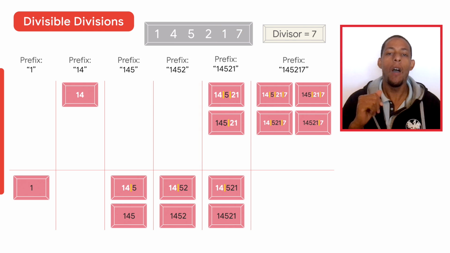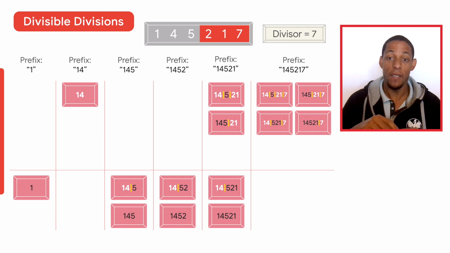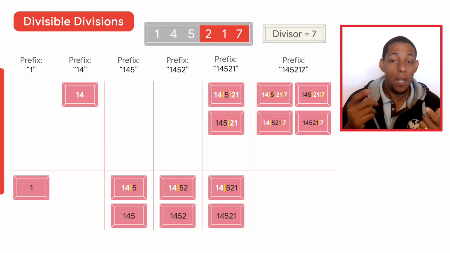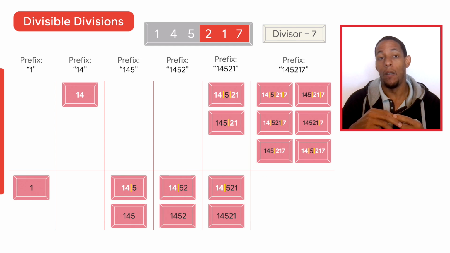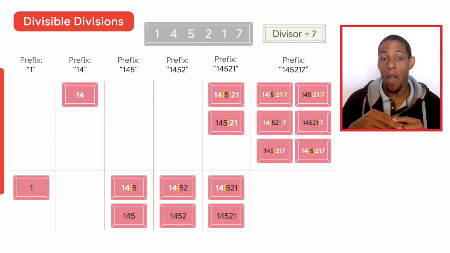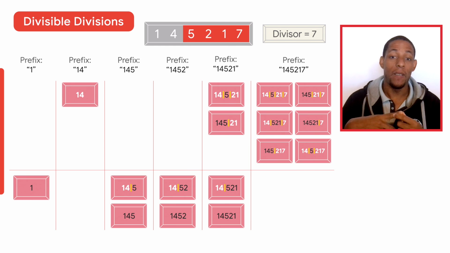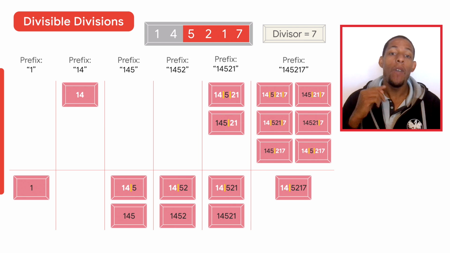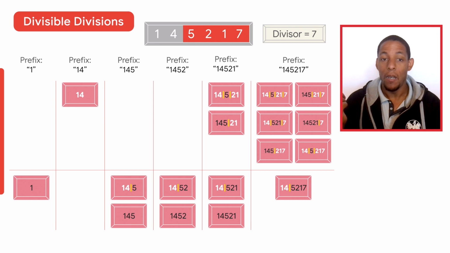Exactly. We can continue now with 217, which is a multiple of 7, so we can append it to anything in the 145 column. Next, 5217 is not a multiple of 7, so we can only append it to sequences that end in a multiple of 7. In this case, there's only one sequence. And we have to remember to put it in the bottom row of our DP, since the last number is not a multiple of 7.